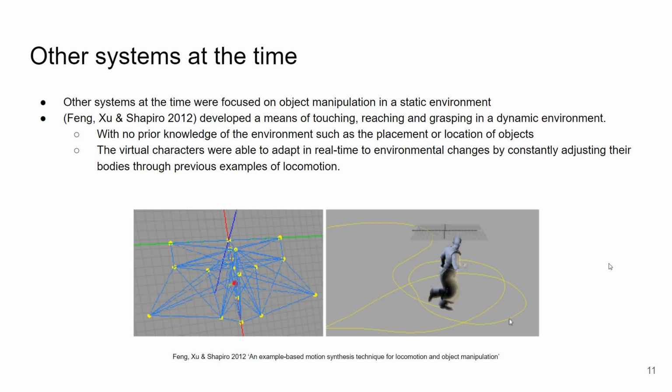With no prior knowledge of the environment such as the placement or location of objects, the virtual characters were able to adapt in real time to environmental changes by constantly adjusting their bodies through previous examples of locomotion.